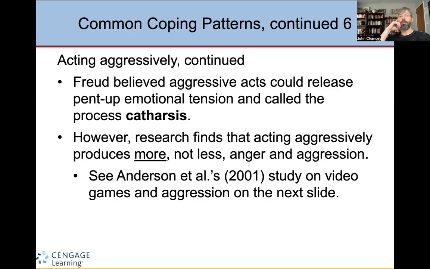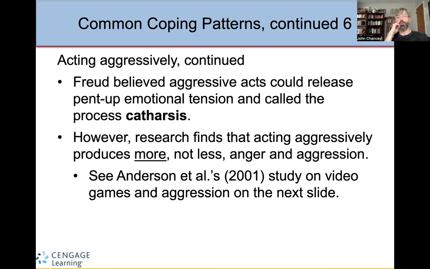So Freud actually talked about the release of aggressive impulses and frustration as a form of catharsis, and talked about this as a positive thing. However, there's a lot of research that shows that acting aggressively, like letting that frustration out, actually can lead to more aggression and anger, not less.